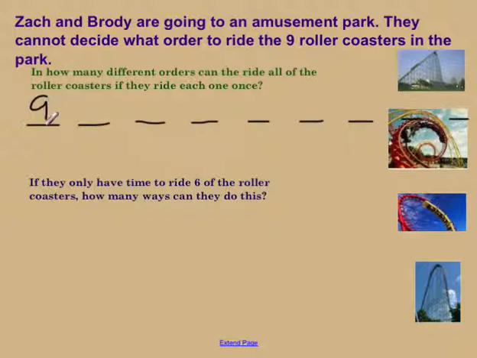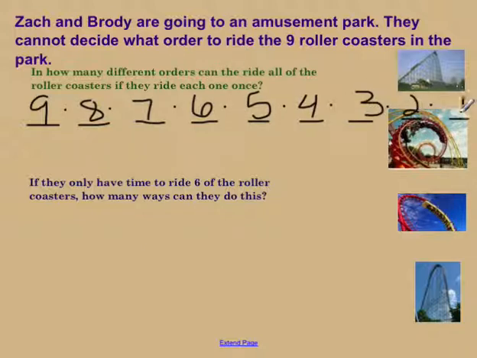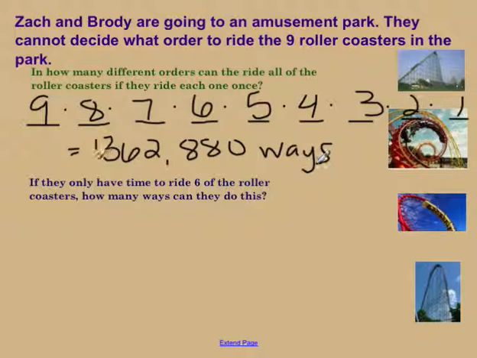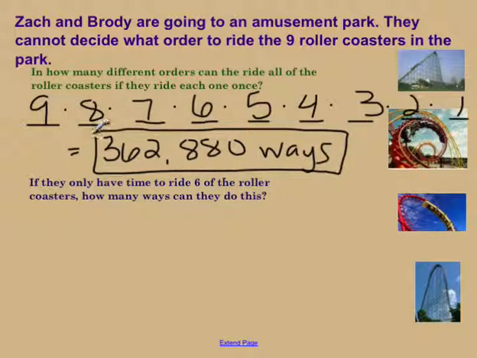When we first start, when we get to the amusement park, we have 9 choices for our roller coaster. And then we have 8, and then 7, and then 6, and then we're going to continue going down. Then you can multiply 9 times 8 times 7 times 6 times 5 times 4 times 3 times 2 times 1. And when you do that, you get 362,880 ways that you can go on all 9 of those roller coasters at the amusement park.